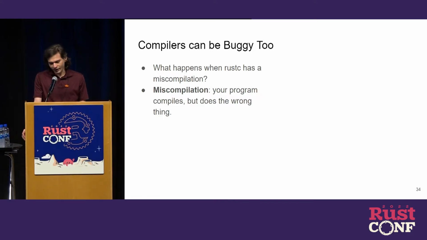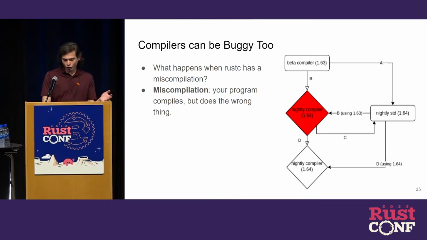But not everything's covered by tests. Sometimes things slip through. Usually things just break your program. It fails to compile, you get an error, you report the error, we fix it. But sometimes you get a worse kind of error, and that's when the program still compiles, but it does the wrong thing at runtime. And that's called miscompilation. So let's step through how that happens when we miscompile the compiler itself.